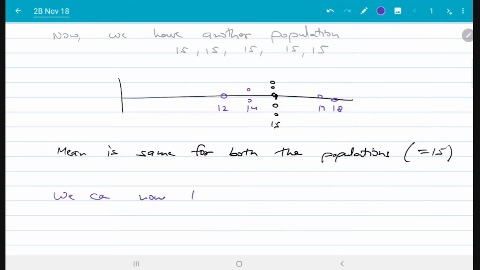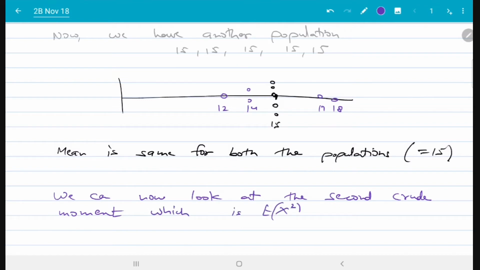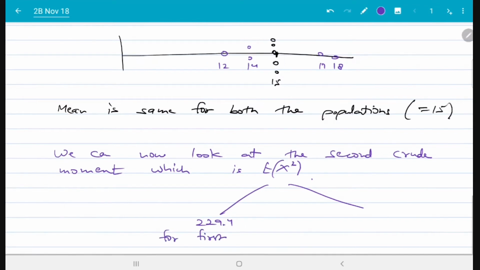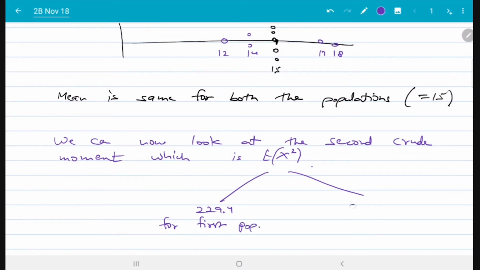We can now look at, or we should now look at, the second crude moment, which is E of x square. This is 229.4 for the first population, 225 for the second population.